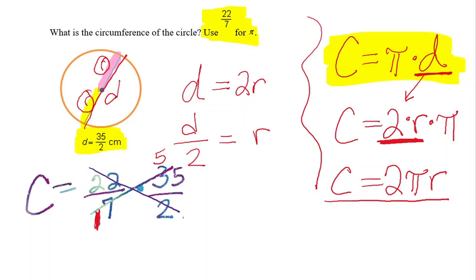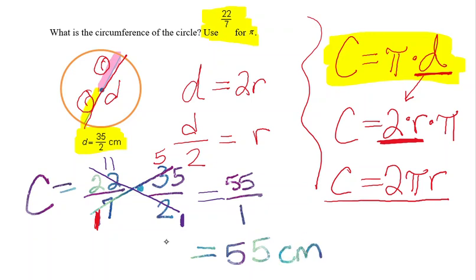2 divided by 2 is 1. 22 divided by 2 is 11. Now when I multiply straight across, 11 times 5 is 55. 1 times 1 is 1. 55 divided by 1 is 55. So my circumference is 55 centimeters. And I did not have to round because I got an exact number.